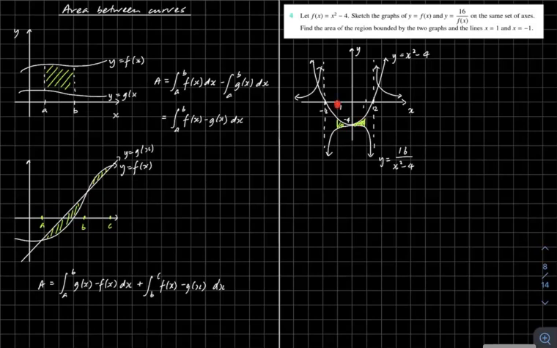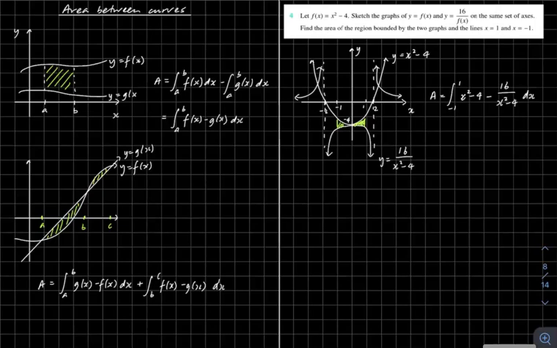But we could also take the integral from negative 1 to positive 1. And throughout that domain, negative 1 to positive 1, the function x squared minus 4 is above the other function, isn't it? So the area is going to be equal to the integral from negative 1 to 1 of x squared minus 4 minus 16 over x squared minus 4.